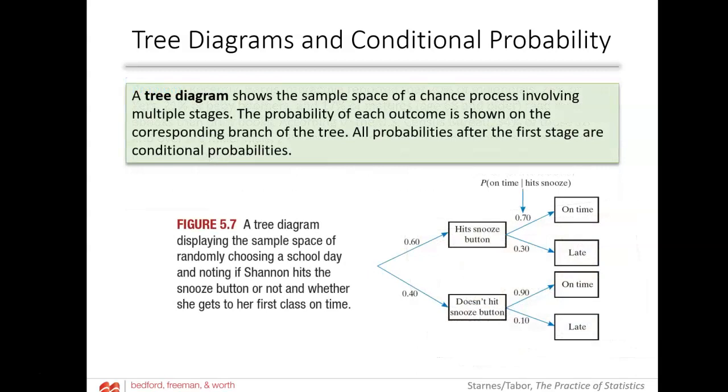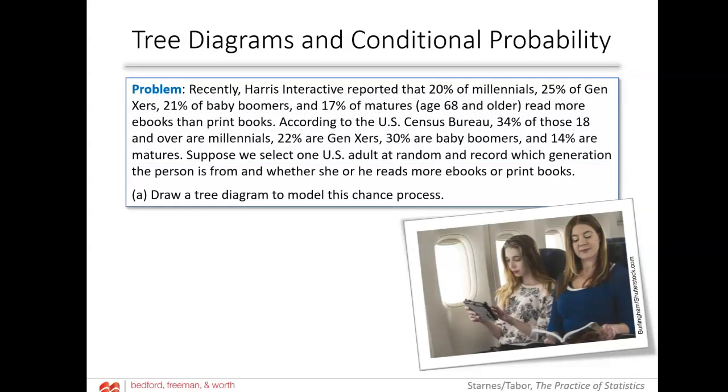They're just showing. So they could ask us questions like, what's the probability that Shannon hits the snooze button and is on time? Well, we would multiply her branches together as we follow it along. So hits the snooze button, is on time. We would multiply 0.6 times 0.7, and we get 0.42 on any randomly selected school day.